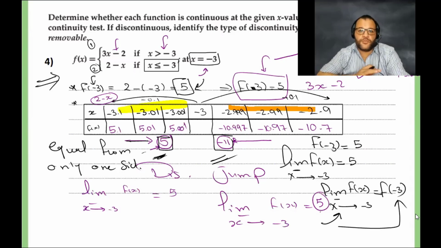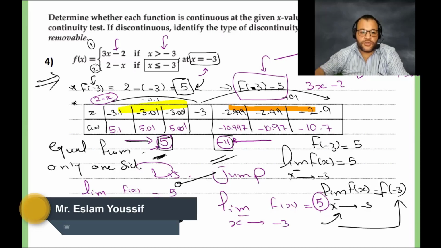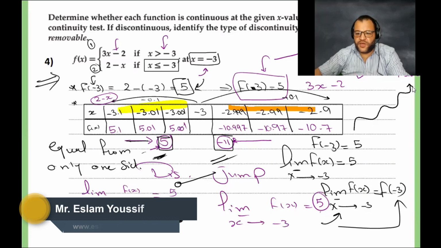That's the meaning of jumping. The graph will be like that. It will be closed, then I will jump, open. That's the meaning of discontinuity. For continuity, you just graph, without removing the pen, the figure that I have.